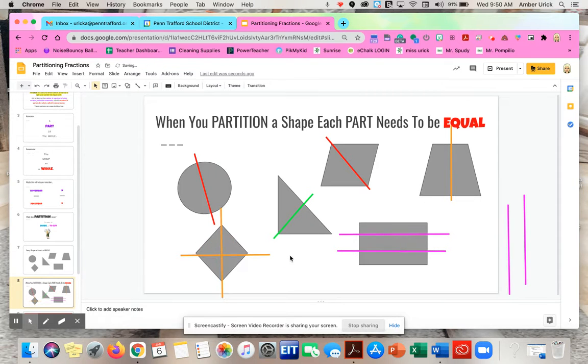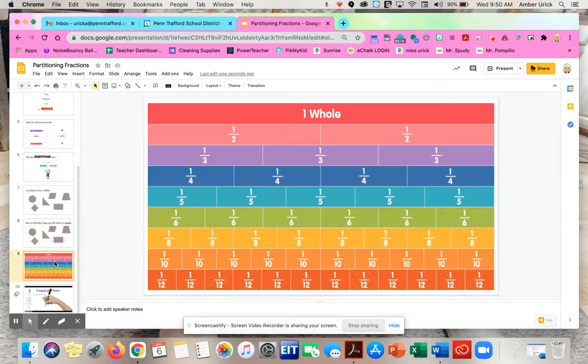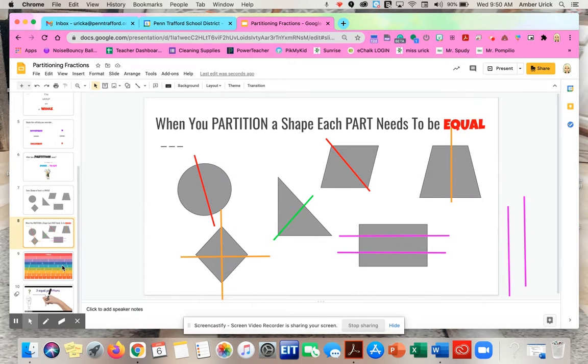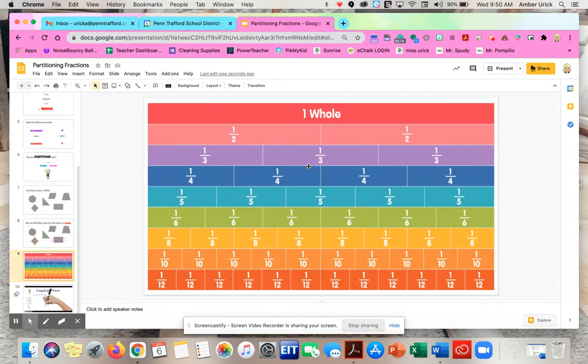So we're going to work on showing you how to partition shapes different ways and making halves, thirds, fourths, fifths, and so on. I have my fraction tiles here one more time that I showed you in the first video that I made for you in our introduction to fractions. So we're talking about partitioning shapes up here. And here are our fractions.